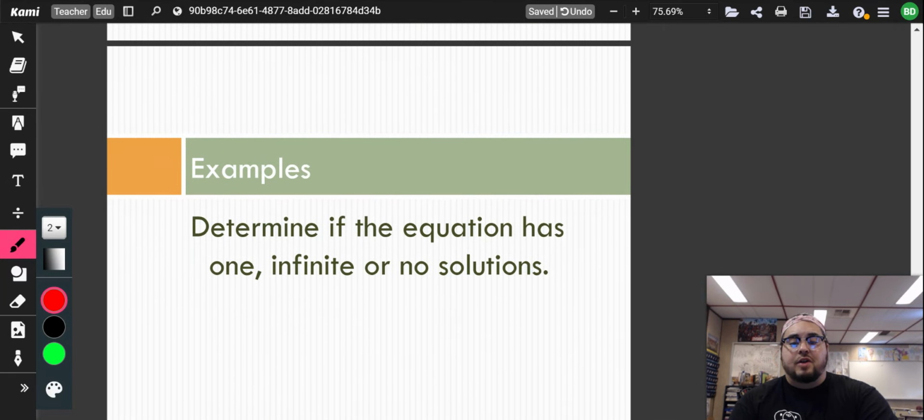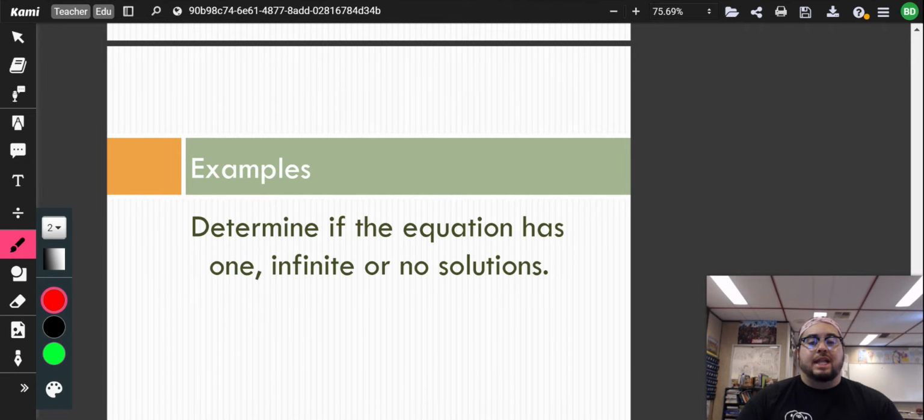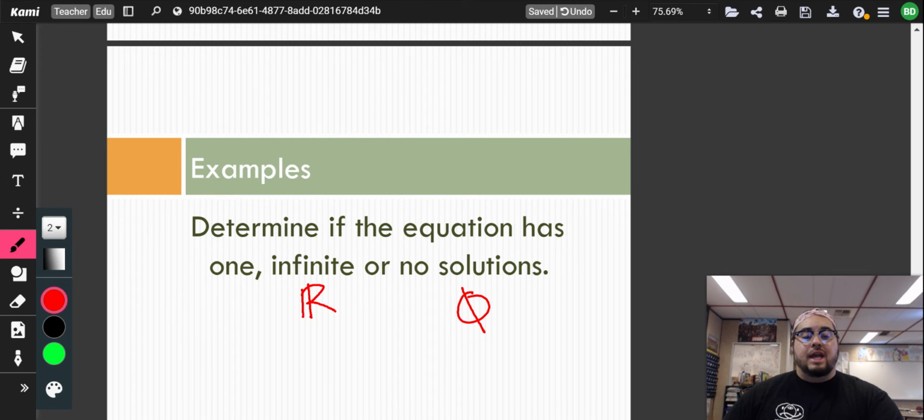We have to determine if the equation has one solution, which is what we're used to. That's when we get like x equals a number. If it has infinite solutions, and again, infinite solutions means all real numbers, so we're going to be using that fancy R. And then no solution, and again, that's when the last line doesn't make sense. We can't find an answer that's going to work, and so we're going to use that 0 with the slash through it, the empty set. Okay, so let's look at our first problem.